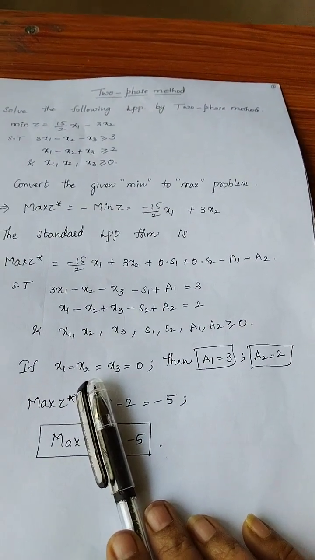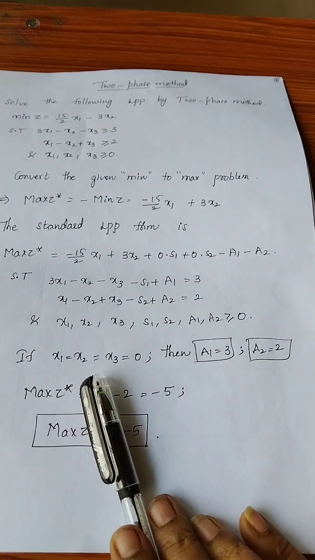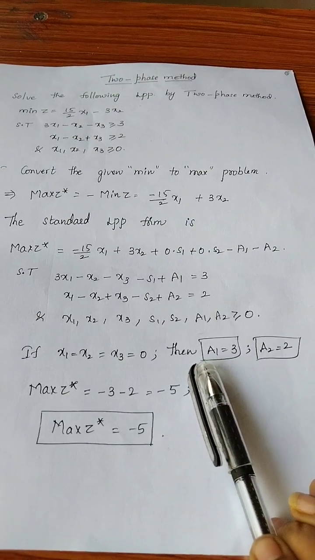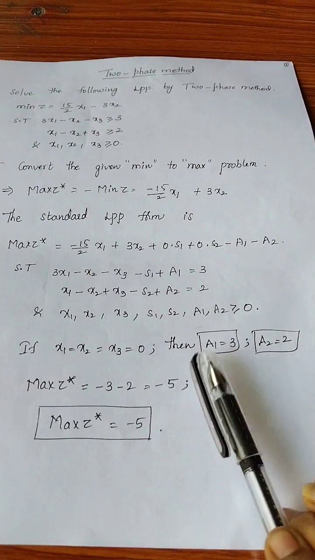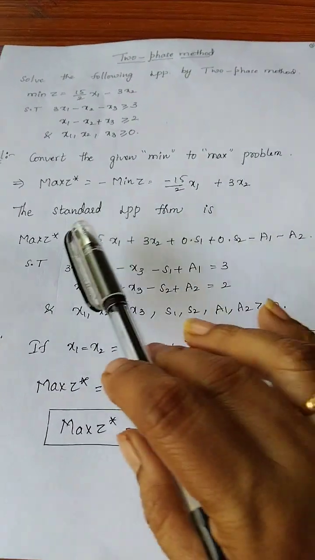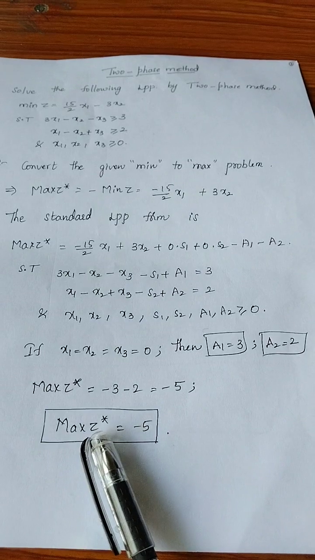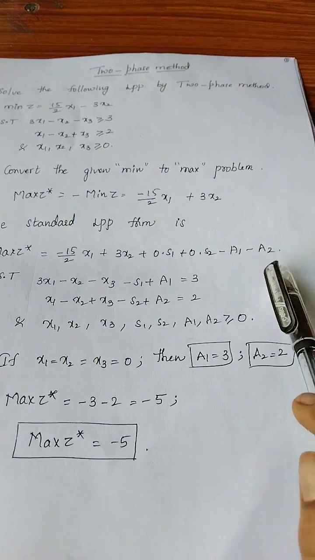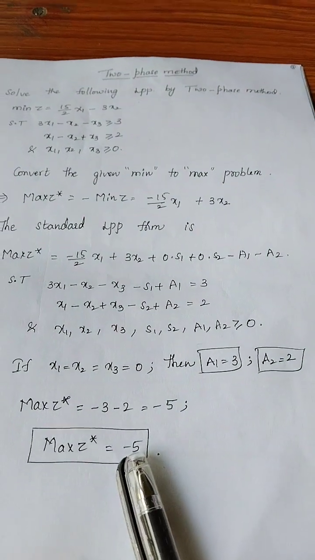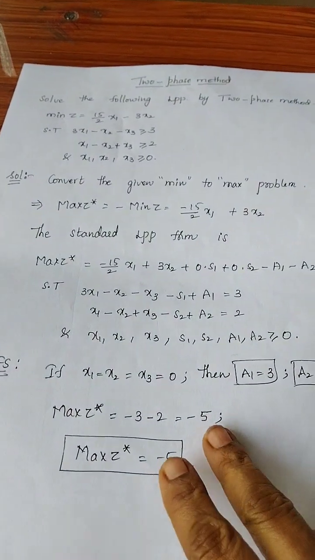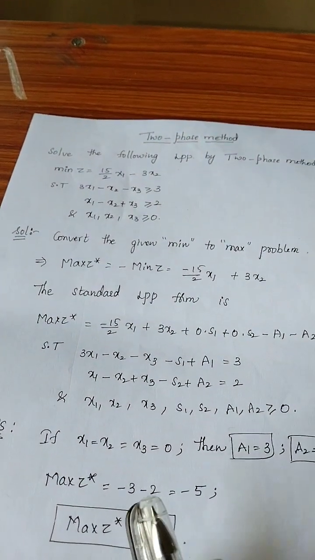Now in the initial basic feasible solution, we will be having all the decision variables, here three decision variables x1, x2 and x3, all as 0. Then you are going to get the artificial variable values as a1 equal to 3 and a2 equal to 2. While substituting these values in the maximum z star, you are going to get 3 in the place of a1 and 2 in the place of a2, that is -5. Now you got the maximum z star as -5 in the initial simplex table.